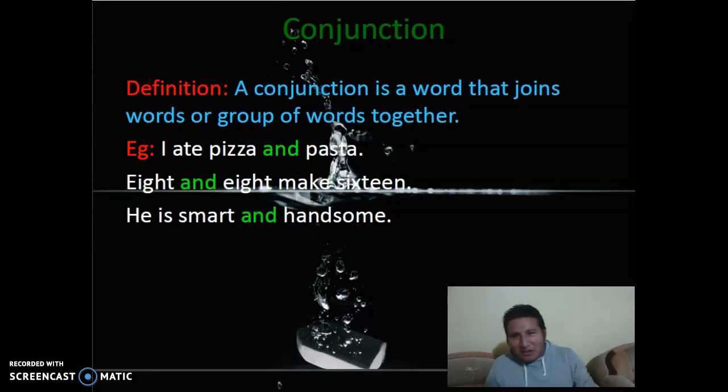Conjunction. What is a conjunction? A conjunction is a word that joins words or group of words together. For example, I ate pizza and pasta. I have two dogs and 4 cats.